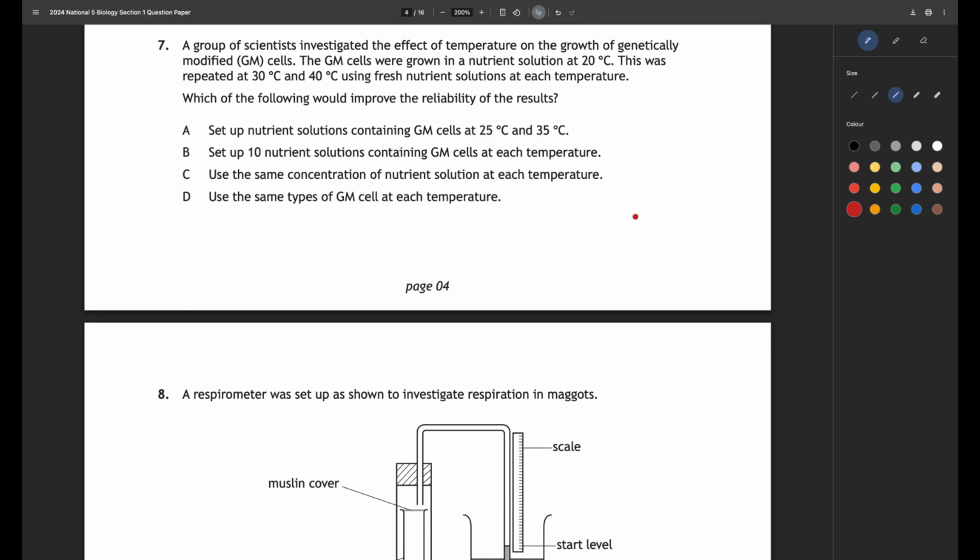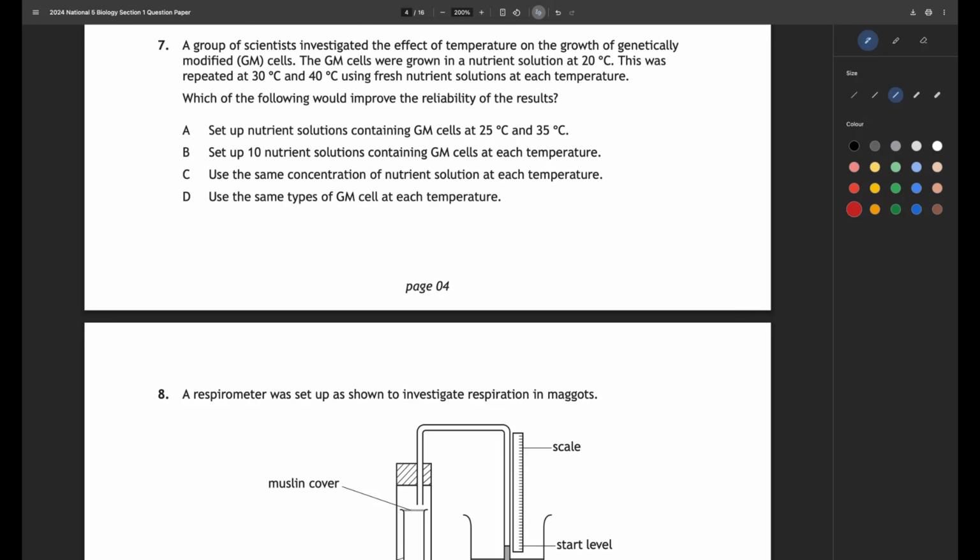Number 7, a group of scientists investigated the effect of temperature on the growth of genetically modified cells. The GM cells were grown in a nutrient solution at 20 degrees. This was repeated at 30 and 40 degrees using fresh nutrient solutions at each temperature. Which of the following would improve the reliability of results? So if you've watched any of my videos before, you'll know that I always teach reliability as RIRI. So RIRI is reliability, repeat. So we're looking for some sort of repetition here to increase the reliability within this one.